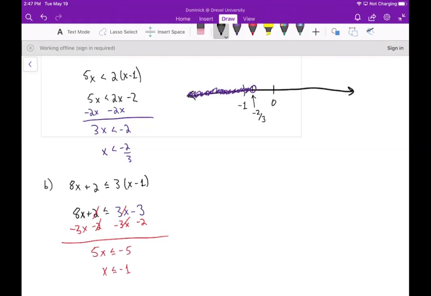So if we graph this, 0 is here, -1 is maybe somewhere over here. And of course here we're back to including it, so back to a closed circle, because we're including the equal sign this time. And if I want numbers, again, less than -1, we're going to shade to the left.